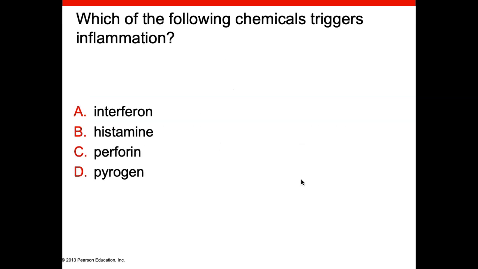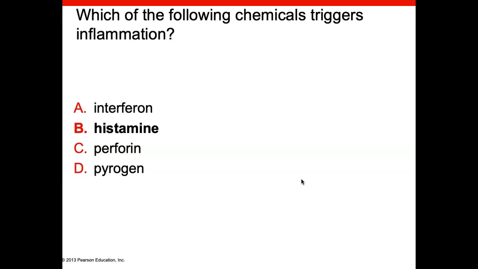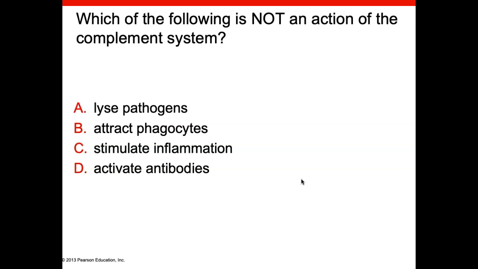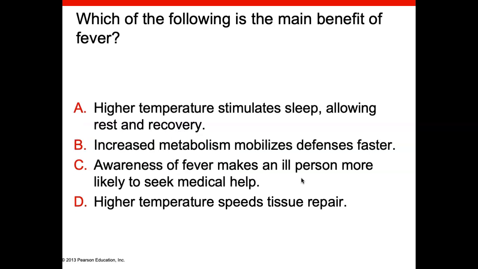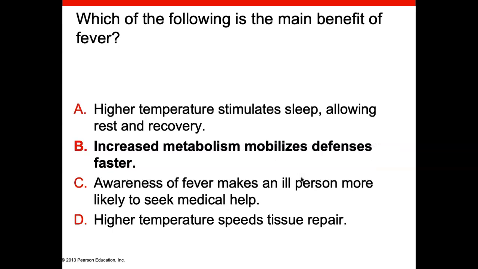Which of the following chemicals triggers inflammation? Histamine. Which of the following is not an action of the complement system? Activate antibodies. Which of the following is the main benefit of fever? Increased metabolism mobilizes defenses faster.